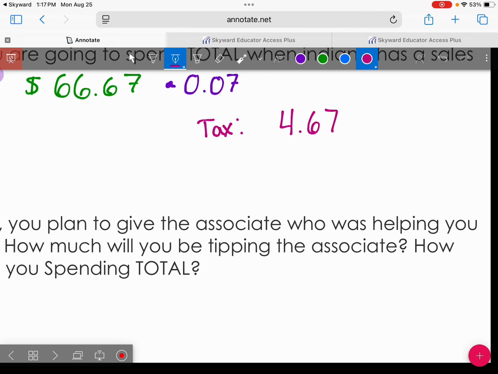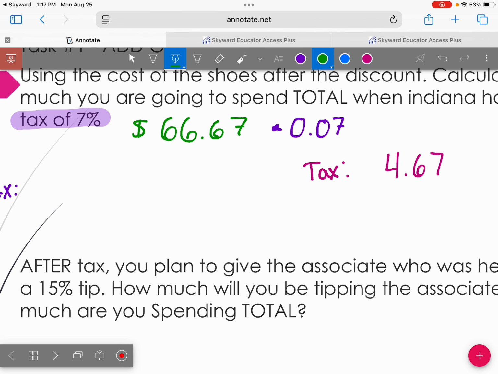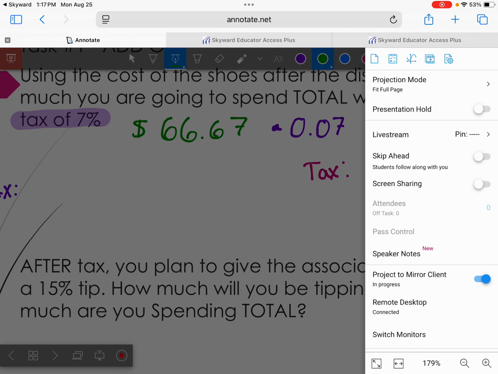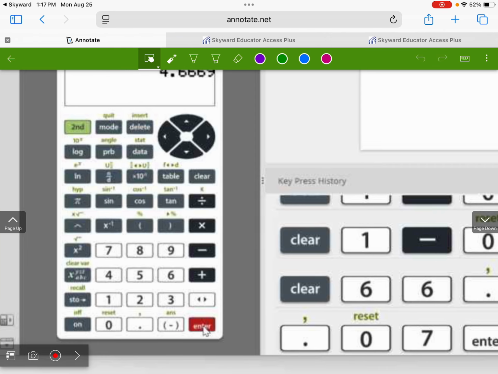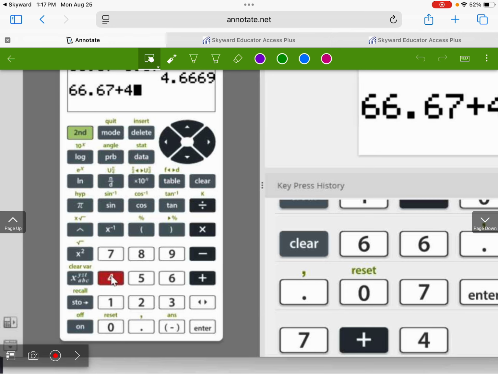This is continuing on that same problem. There's a lot of 6s and 7s. So we're just putting it together with all of those pieces. I'm gonna calculate our total from here, not worrying about the discount right now. Use our calculators when in doubt. 66.67, and we're gonna add our $4.67. So how much are we gonna pay in total for these shoes?